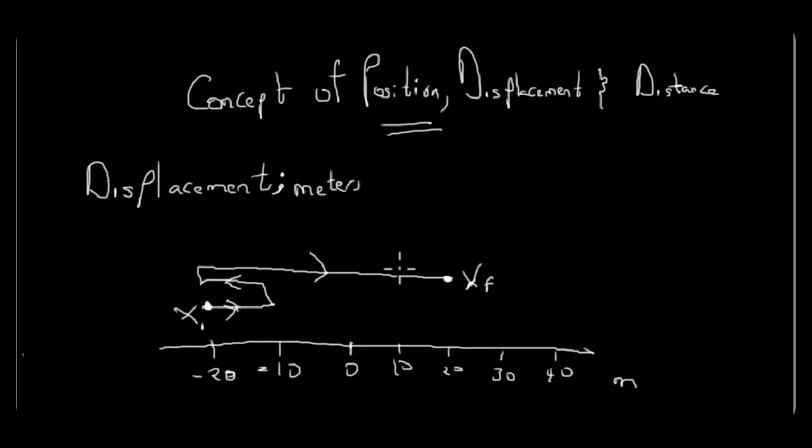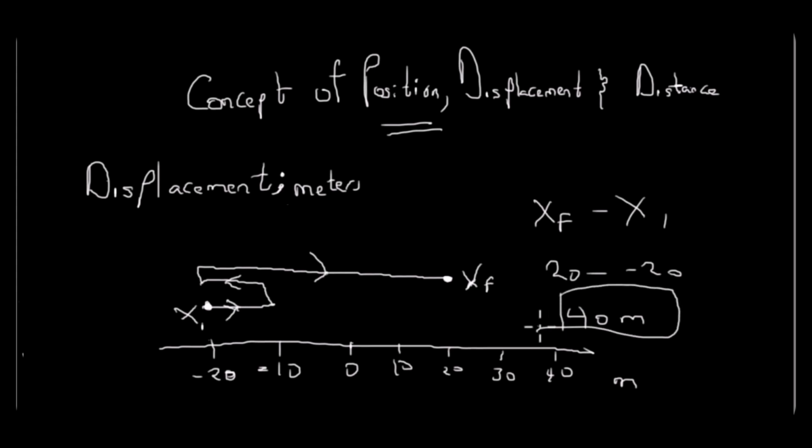Displacement wouldn't tell us that. It's only concerned with the starting point, which is x1 or xi, and then the final point, which is xf. So if I were to calculate displacement in this case, my displacement will simply be xf minus xi, so that's 20 minus 20, and that gives me 40 meters. But you agree with me that 40 meters is not the total path taken by this object in this motion that we've tried to describe.